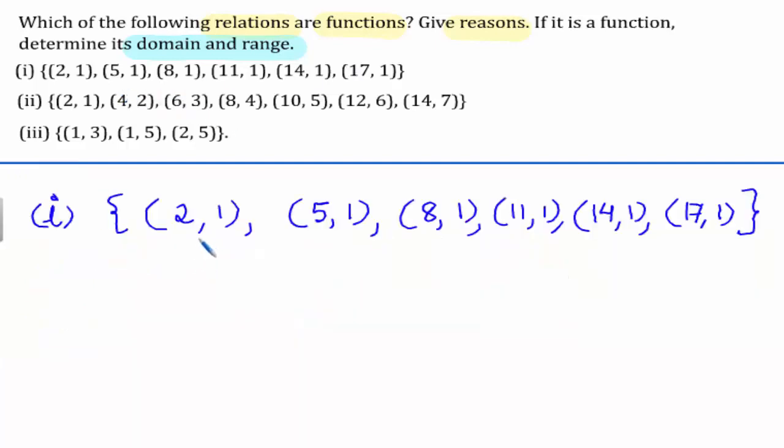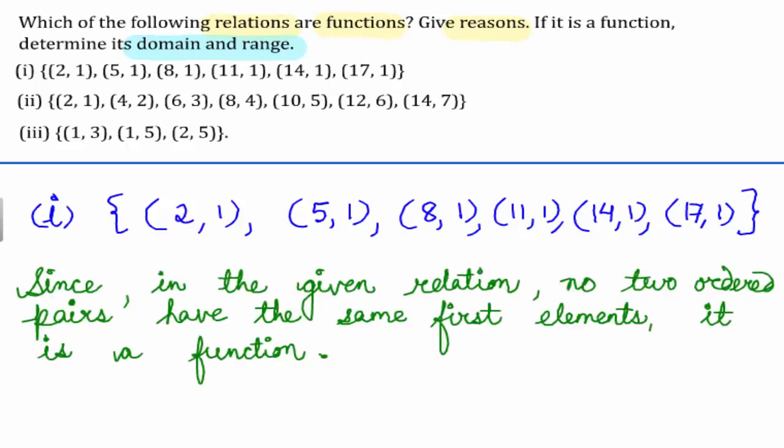Now if you observe this set of ordered pairs, you can see that no two ordered pairs have the same first element. So all the first elements are different. Since in the given relation no two ordered pairs have the same first elements, it is a function. Now we have to determine the domain and range of the function.